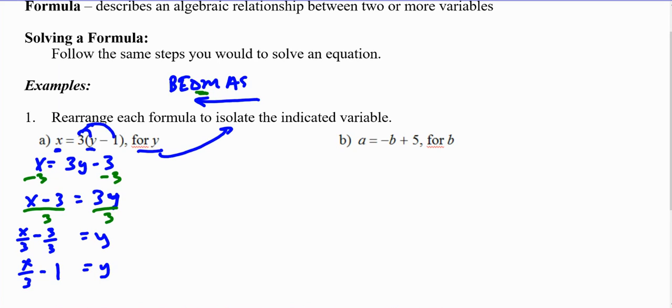Okay, in this next one, I want you to try it on your own. We're going to isolate the b here. Okay, so pause the video and try this.